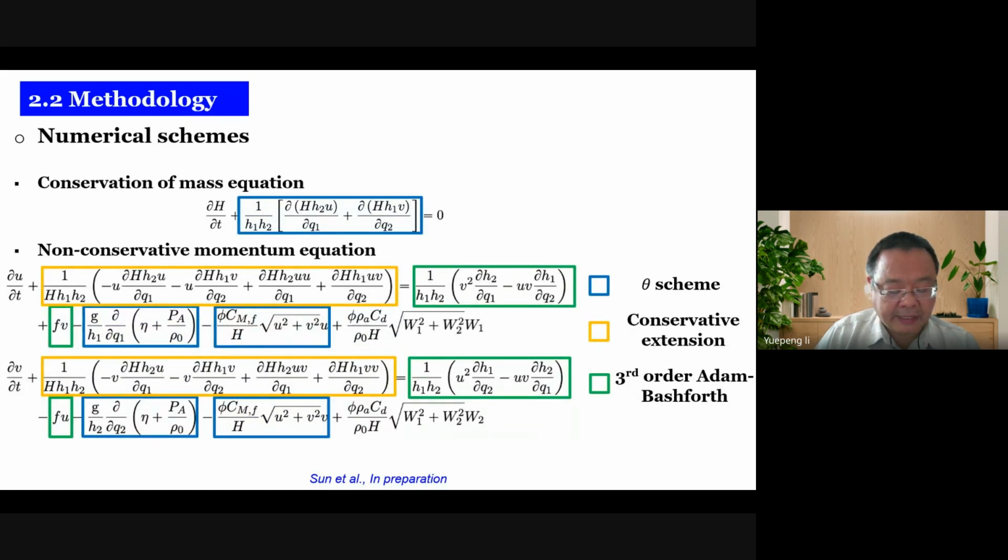Several numerical schemes have been implemented in this study in the subgrid model to improve the accuracy and the numerical stability. Numerical schemes used here include the theta scheme for the mass equation, the bottom friction and the surface elevation term. A conservative discretization of the advection term is used here. A third order Adams-Bashforth scheme is also applied to the Coriolis force and the coordinate transform.